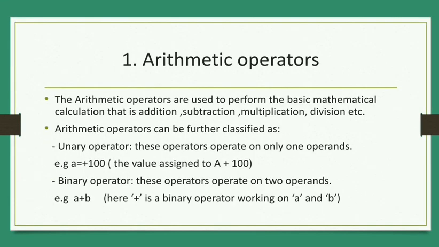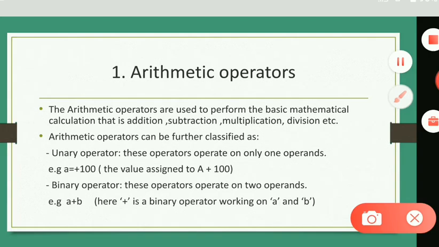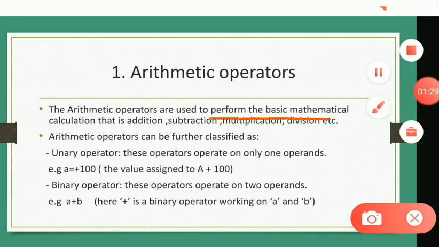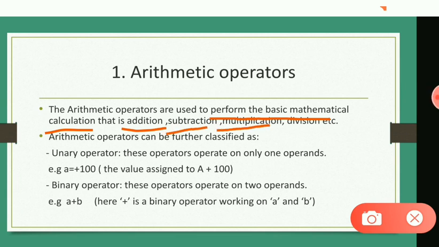Arithmetic operator. Arithmetic operators are used to perform the basic mathematical calculation like addition, subtraction, multiplication and division. Means it is used for performing arithmetic operation on numeric operands. Okay? It is used with the numeric value to perform the common mathematical operation. This arithmetic operator are subdivided into the two parts. First one, that is a unary operator, and the second one is the binary operator.